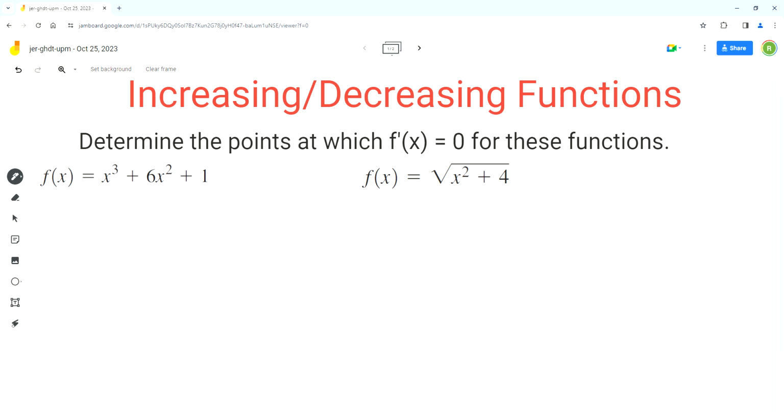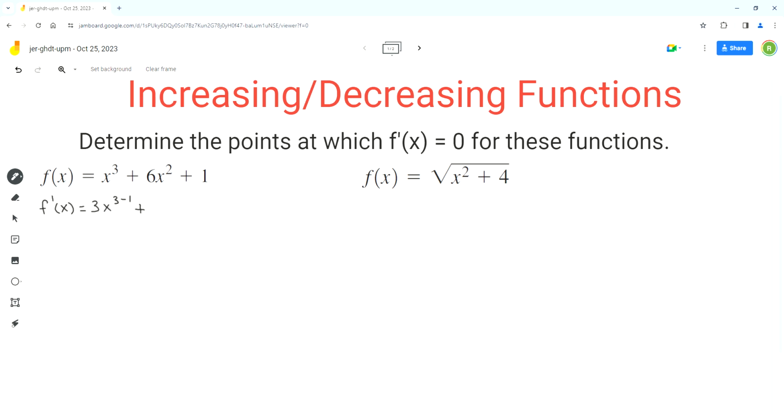So f prime of x equals, so we'll have to find the derivative of these three terms in this function. The first term is x cubed, and for that we'll have to use the power rule of derivatives. As per the power rule, the exponent 3 will come to the front and we'll subtract 1 from the exponent. So we get 3 minus 1.